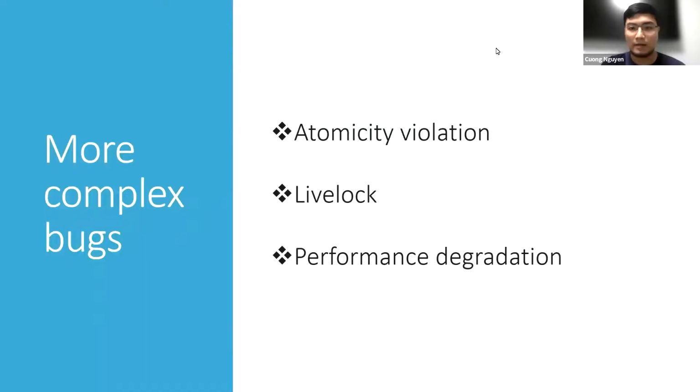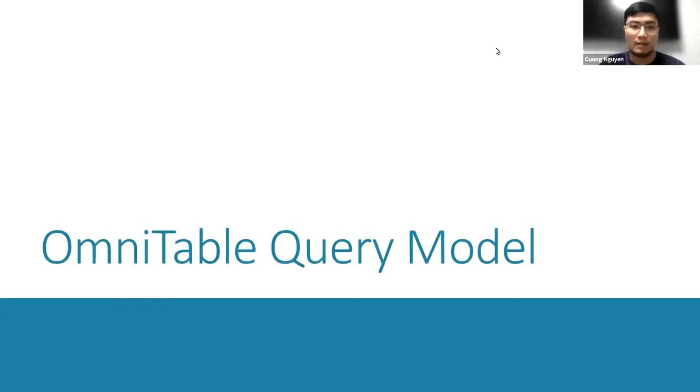However, you're out of luck if the bug gets more complex. For example, if it involves atomicity violation, livelock, or performance degradation. All these types of bugs are sometimes very hard to reproduce. The program might not terminate when they happen, and they don't leave behind a stack trace, so you don't even know where to start. To address this problem, the paper proposes the OmniTable query model. The idea is that you can store all architectural state of a program execution in a big relational table, and then write SQL queries on this table to answer exploratory questions that eventually lead us to the root cause of the bug.